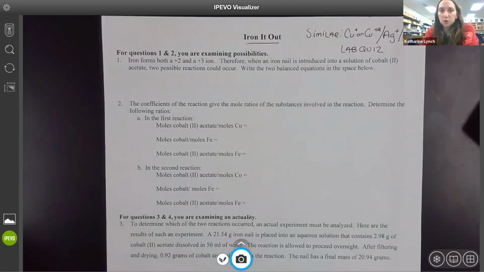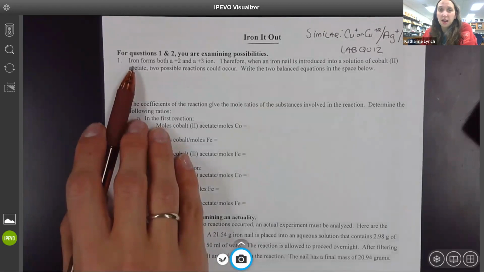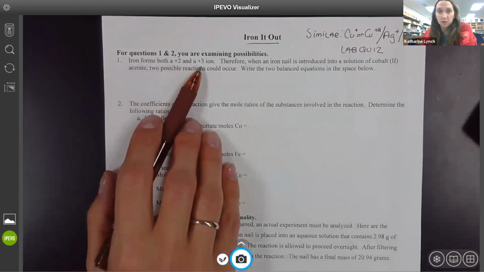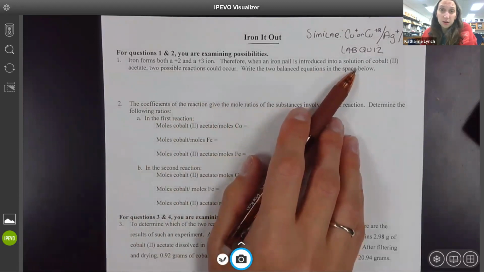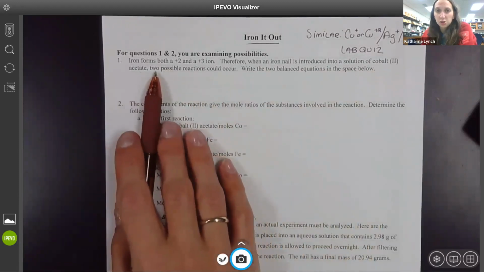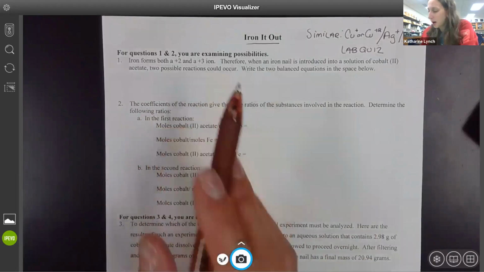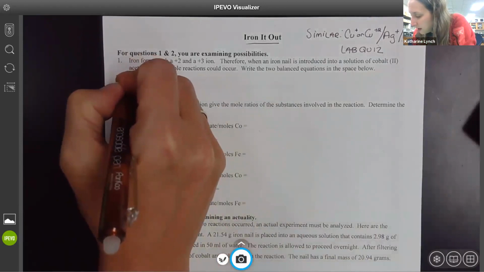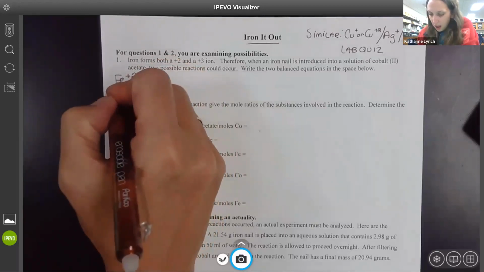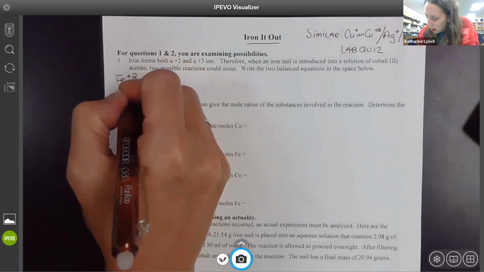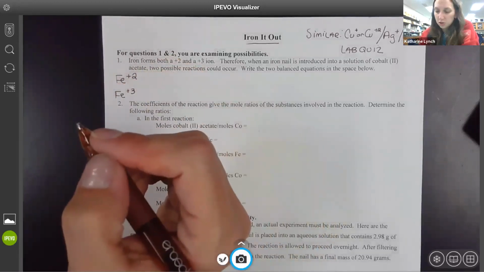For questions 1 and 2, we're examining all the possibilities, just like we started examining possibilities in our copper silver nitrate lab. We're going to examine the possibilities now with iron. You know iron can form a +2 and a +3 ion. It's a transition metal. So if I had an iron nail introduced into an aqueous solution of cobalt-2 acetate, 2 possible reactions could occur. We're going to write out a balanced chemical equation if the iron reacts and forms a +2, and we'll also have a balanced chemical equation if the iron forms a +3 ion when it is in solution.